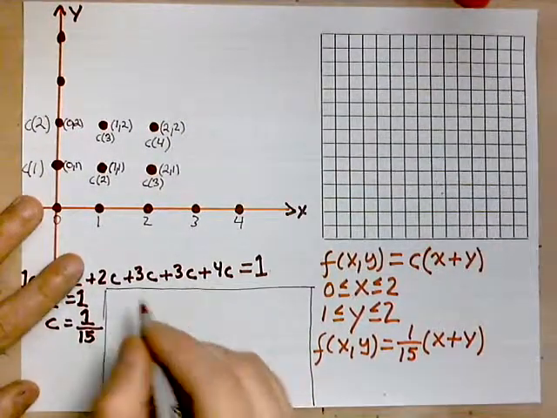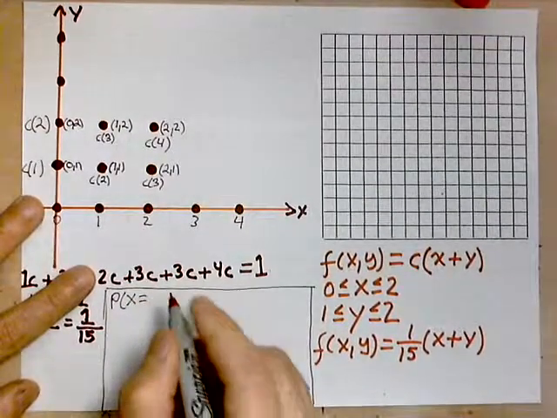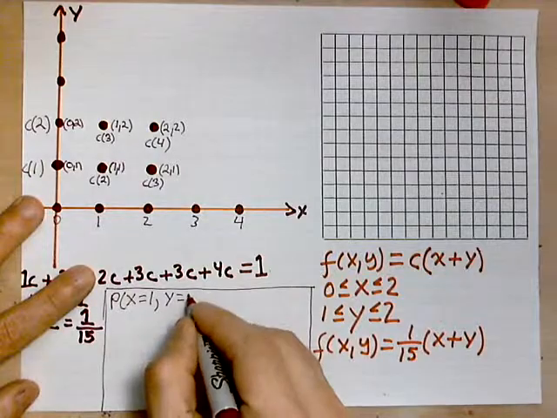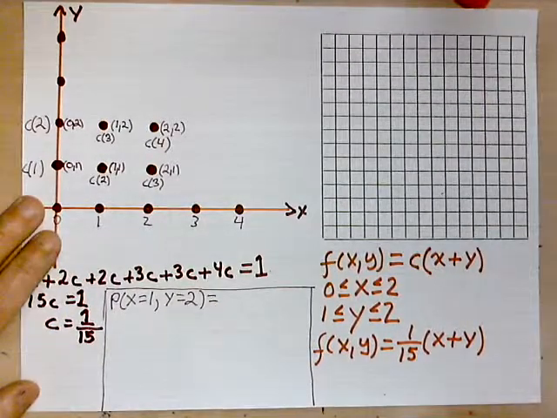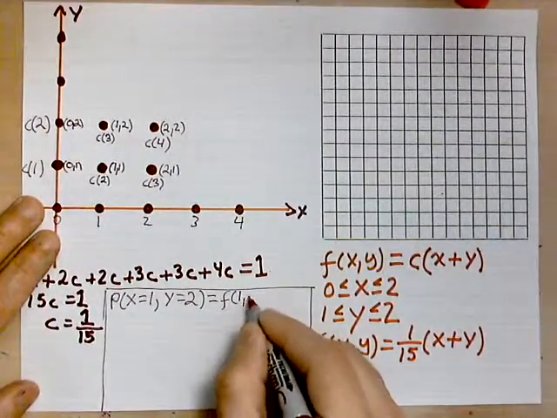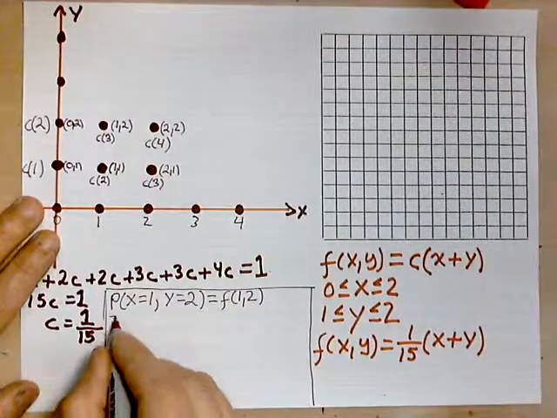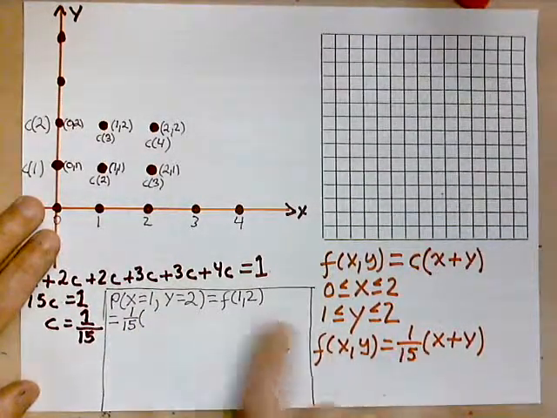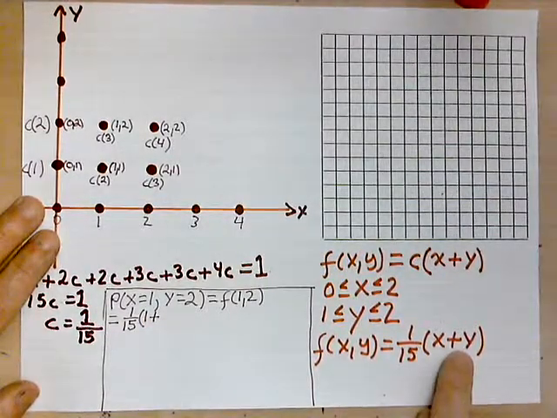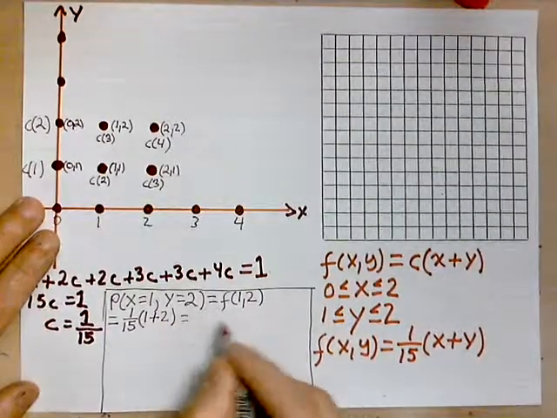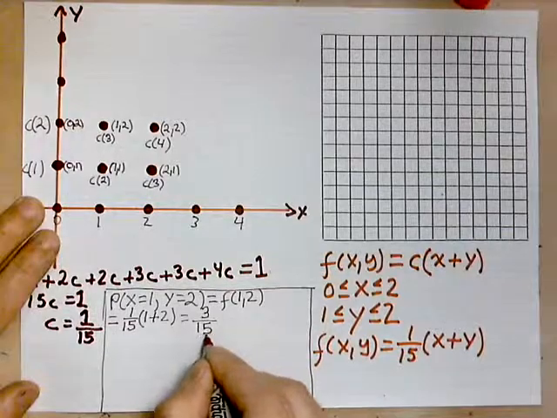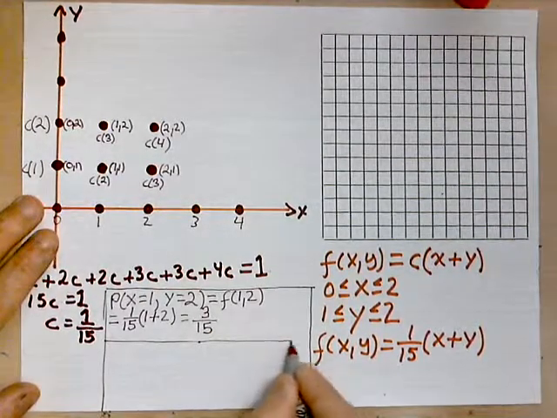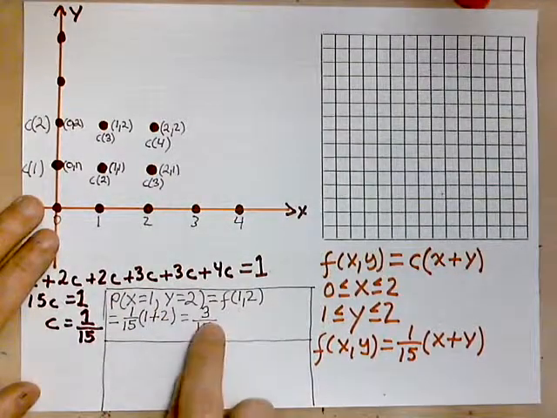What is the probability, for example, that x equals 1 and y equals 2? How do we answer this question using the information we have found? Well, we have two options. We can evaluate the function here, so that would be f of 1 comma 2, which is equal to 1 over 15, and then you replace x with 1, and you add to it the value of y, which is 2. So what you have is 3 over 15. So the probability that x is 1 and y is 2 is 3 out of 15.